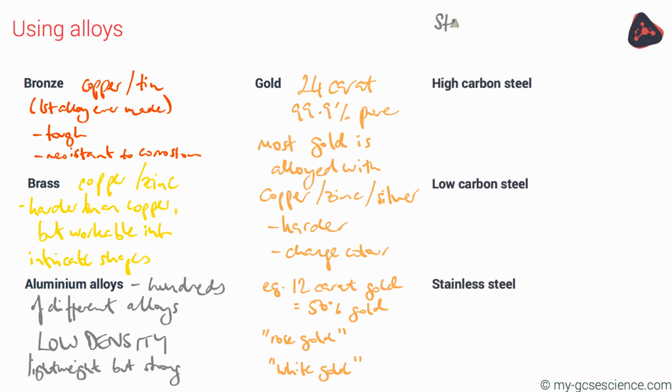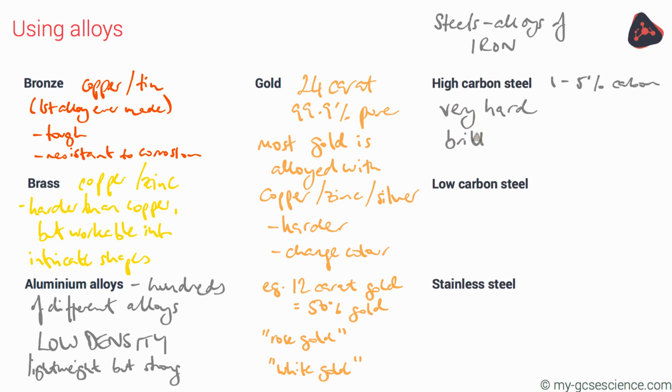Another really important type of alloy are steels, which are alloys of iron that contain specific amounts of other elements in them to produce specific properties. High carbon steel contains about 1 to 5% of carbon, and most of this already exists in the iron that comes out of a blast furnace, which is how most iron is made. High carbon steel is very hard, but it's also very brittle.